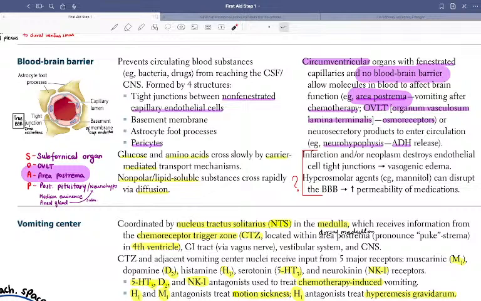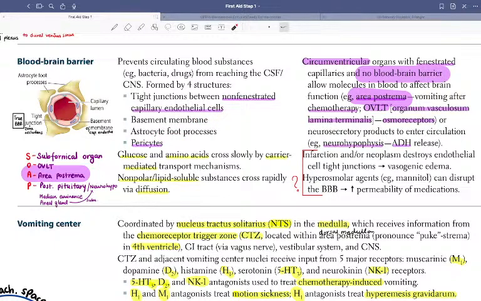It's formed by four structures. What are the four structures? Tight junction, non-fenestrated. In the kidney we had fenestrated, so this is non-fenestrated capillary endothelium. Remember this, tight junction, zona occludens. So non-fenestrated capillary endothelial cells. Remember the kidney, and think about that. So non-fenestrated capillary endothelial cells, basement membrane, astrocyte foot processes, and pericytes.